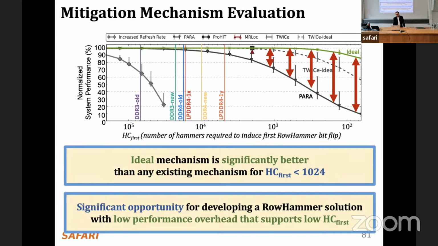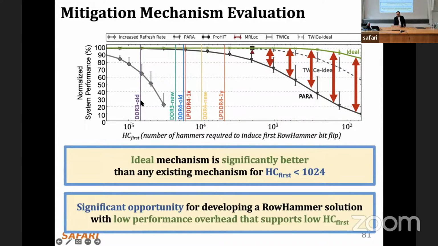So we just assume that those inherent problems are resolved, and we scale it as if it works. That's the curve of TWiCe ideal. And what we see is that as we go from left to right, we reduce the RowHammer threshold, which is essentially this HC first metric, the number of hammers required to induce the RowHammer bit flip. So as you go from left to right, we go from older chips to the newer chips.